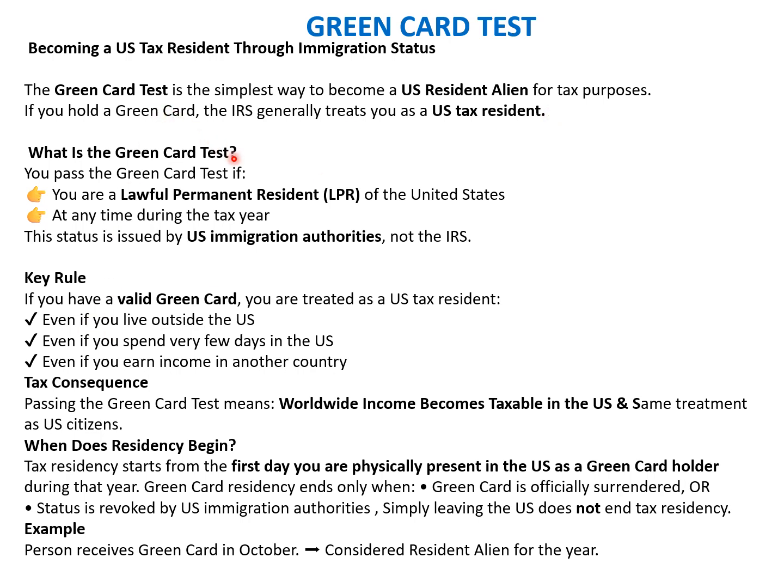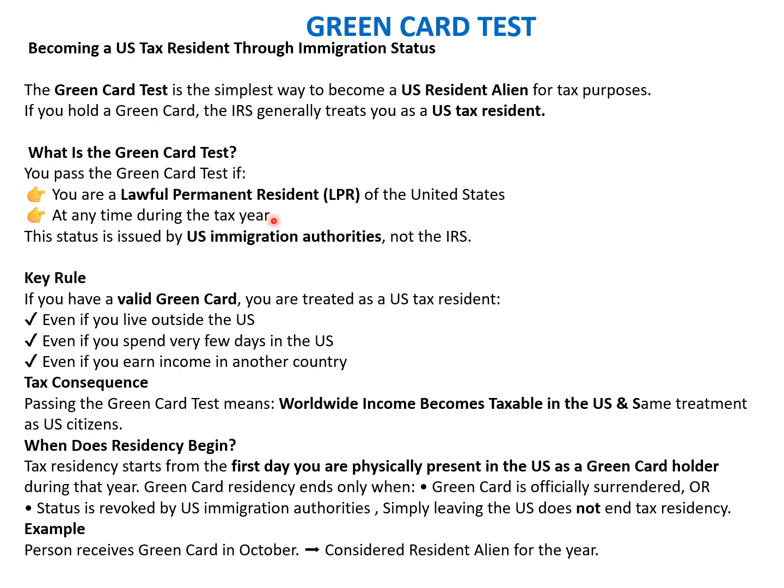What is the green card test? You pass the green card test if you are a lawful permanent resident of the United States at any time during the tax year. This status is issued by the US immigration authority, not the IRS. So you have to apply for the green card, and we are going to talk about that. You can apply for the green card after meeting certain conditions, and what those conditions are depends upon the immigration process. You are a lawful permanent resident of the United States at any time during that tax year.